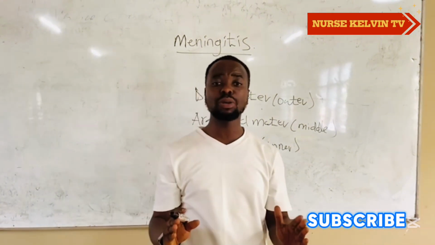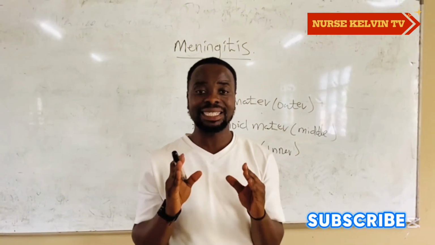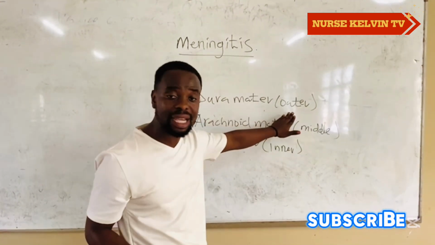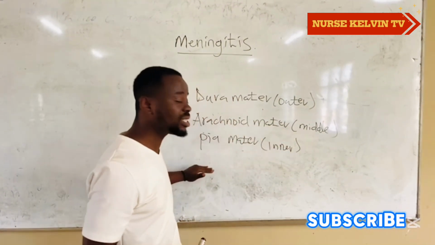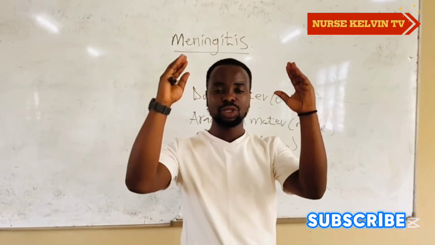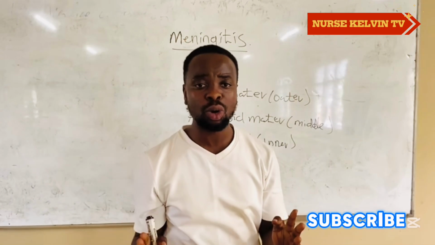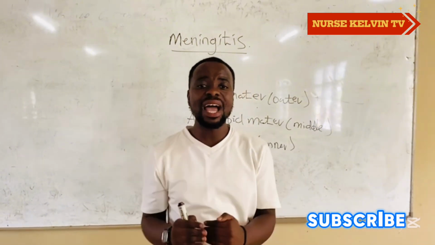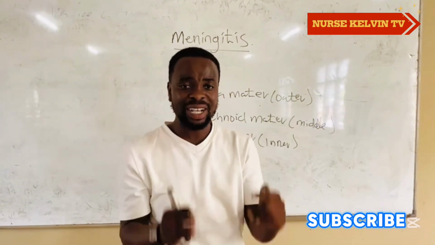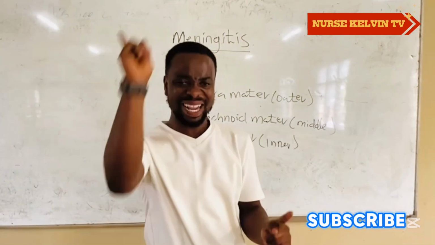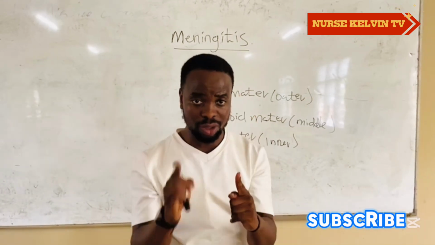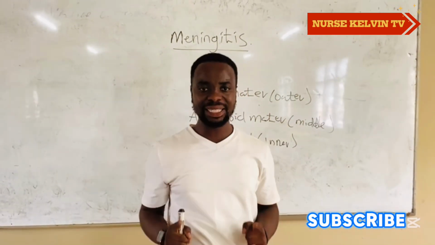So the anatomy of the meninges is that there are 3 layers, which are the dura mater, the arachnoid mater, and the pia mater. All these membranes protect and support the spinal cord and the brain. But in a situation where there is inflammation due to infection, it will put pressure on the brain and the spinal cord. As a result of that, it will lead to meningitis.